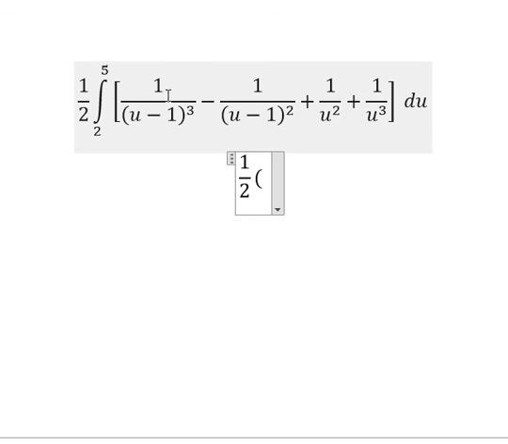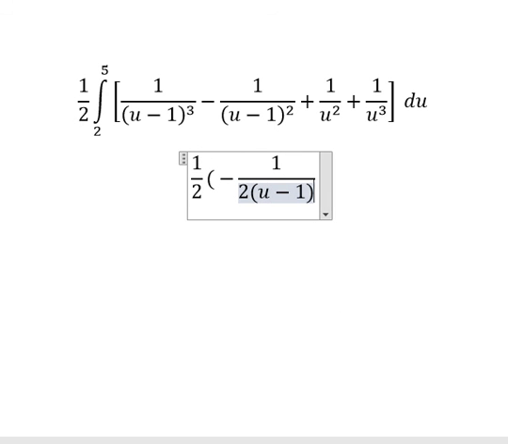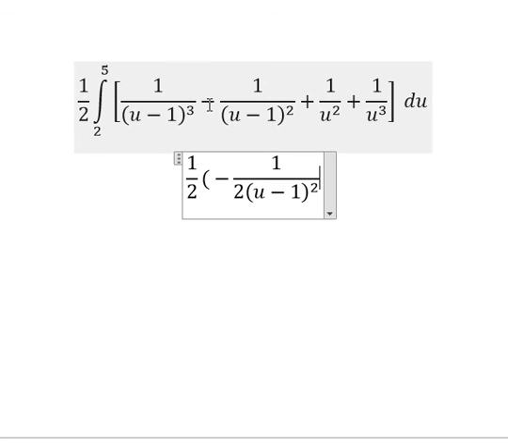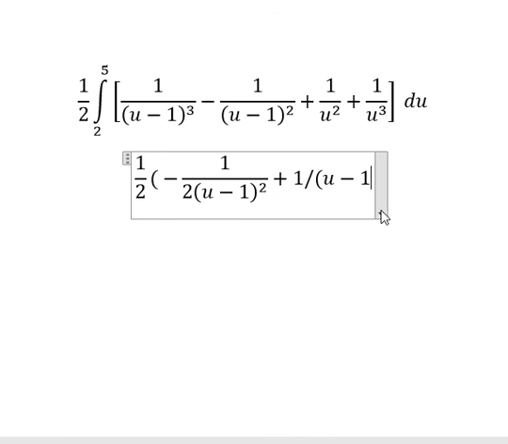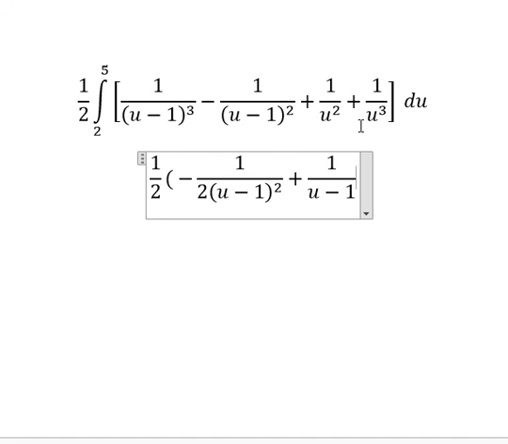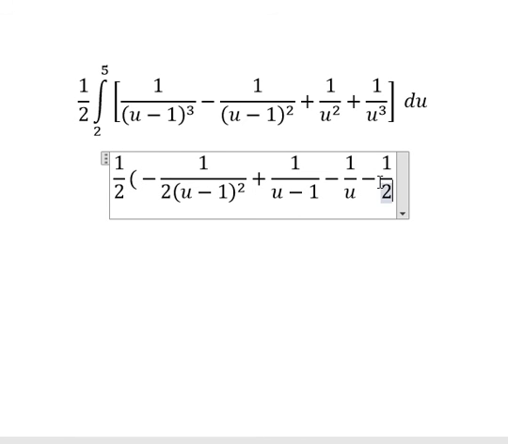The integral of 1 over u minus 1 to the power of 3, you will get negative 1 over 2 multiplied by u minus 1 to the power of 2. Next, the integral of negative 1 over u minus 1 squared, you will get positive 1 over u minus 1. And in this one you get negative 1 over u, and the last one is negative 1 over 2u squared.